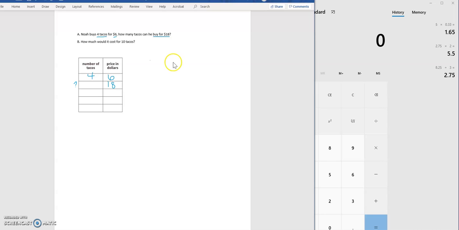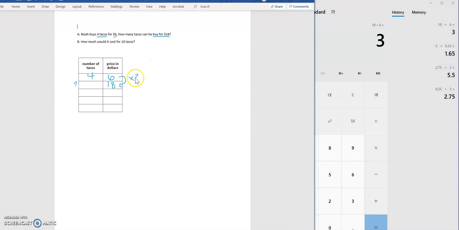In a ratio table, you can multiply or divide. I want to know a ratio that is equivalent to 4 to 6 when I have 18 as my second value. If I'm not sure what that value is, I can use my calculator, and if I do 18 divided by 6, that tells me that I'm multiplying by 3. Okay, so 6 times 3 gives me 18.